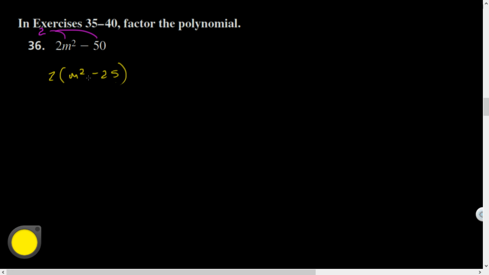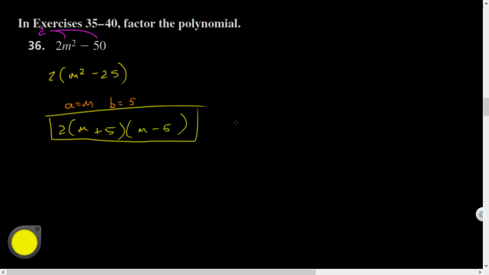Notice this inside is a difference of two perfect squares, where A would have been m, and B would have been, what squared is 25? 5. So those happen to be perfect squares after I used GCF. This 2 is still going to be on the outside, mind you, but these two parentheses will be a plus b and a minus b, as always. That 2 is still there, so make sure you don't forget it.